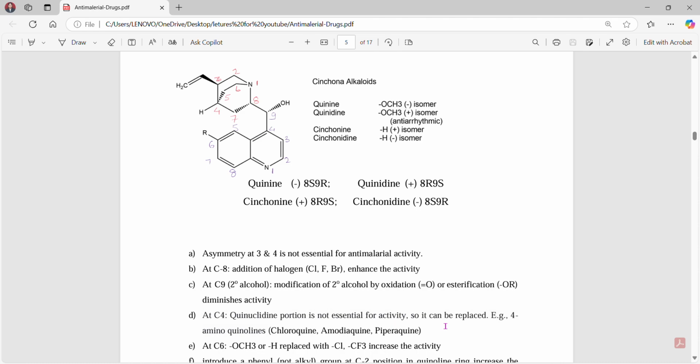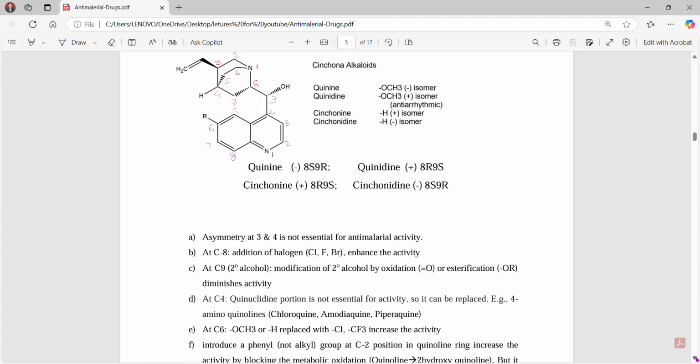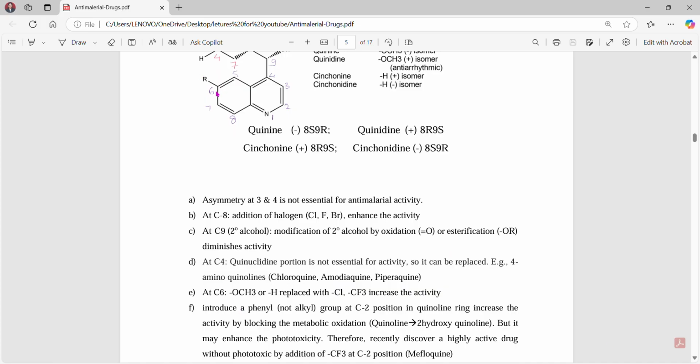That is, carbon number 4 is not essential for the activity, so it can be replaced with 4-aminoquinolines in the case of chloroquine, amodiaquine and piperaquine. So the fourth position substitutions are changed in the case of these later drugs. Then at carbon 6, the methoxy or hydrogen replaced with chlorine or trifluoromethyl increases the activity.